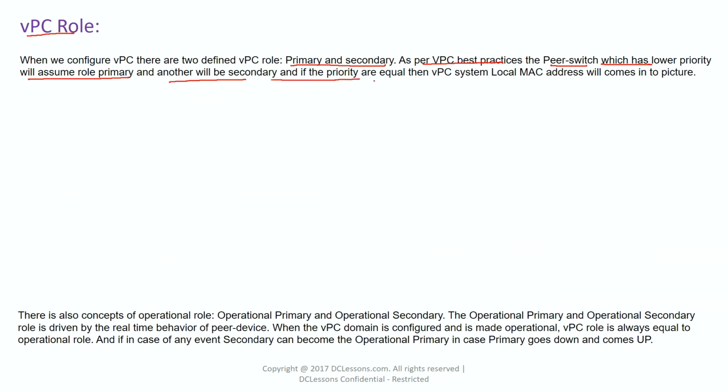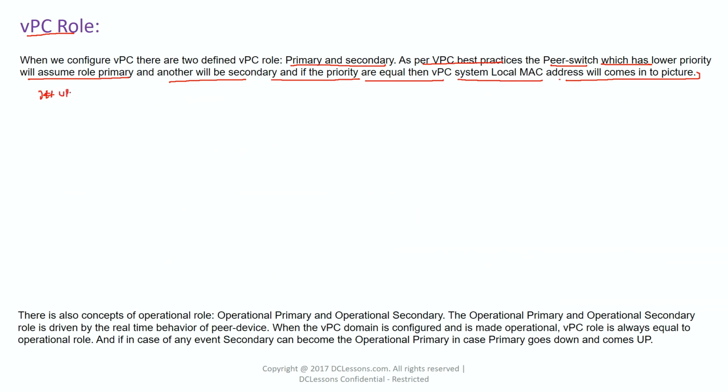And if the priority of both switches is equal, then the VPC system local MAC address is used. And what is a system local MAC address? The burn-in MAC address will be used. So here we say that the switch which has the lower priority will assume the role of VPC primary. We can configure the role priority command under the VPC domain.